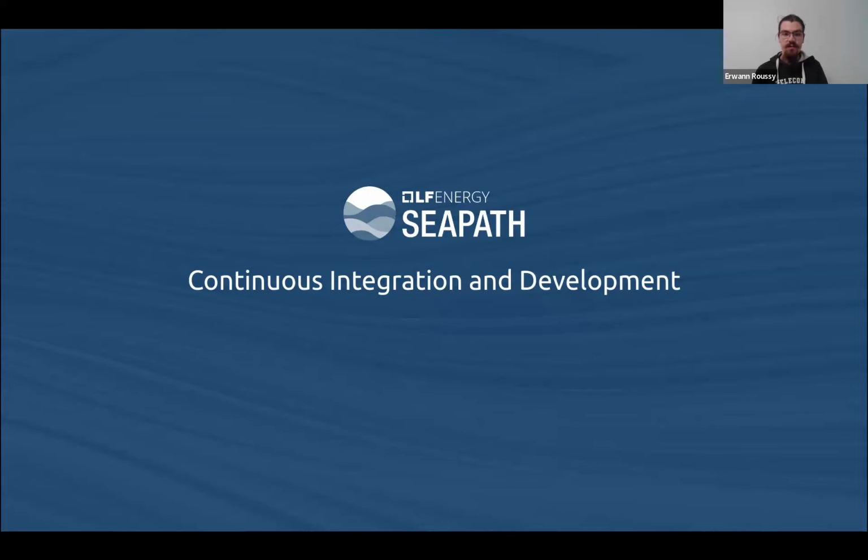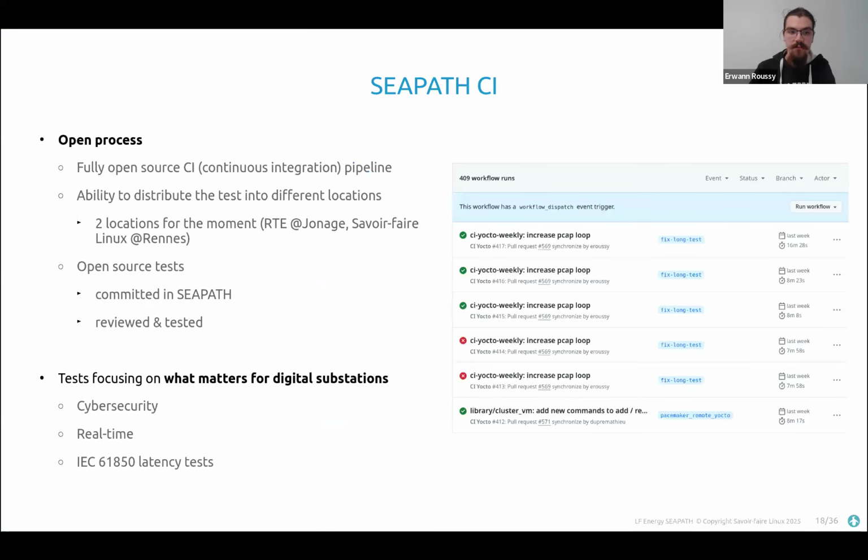Now, let's dive into the continuous integration and development, which is one of the very important topics to ensure that everything is running correctly on SEAPATH and that SEAPATH can meet its requirements. First, what is the SEAPATH CI? The SEAPATH CI is an open process. It is run on GitHub Actions, as you can see on the right. It's fully open source, so you can see all the tests that are running, all the workflows that are running, and it is distributed in two different locations.